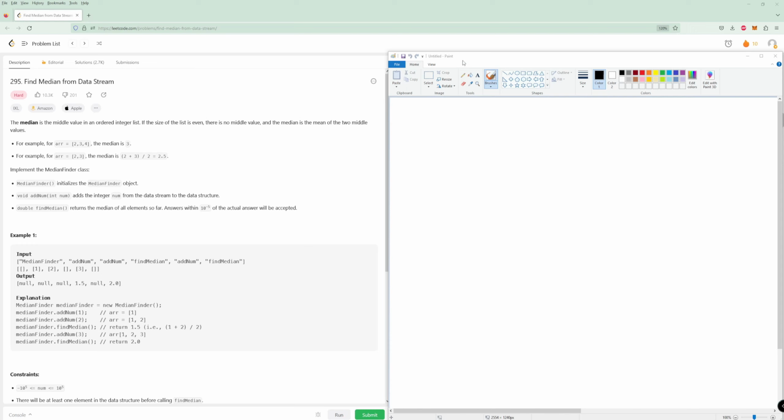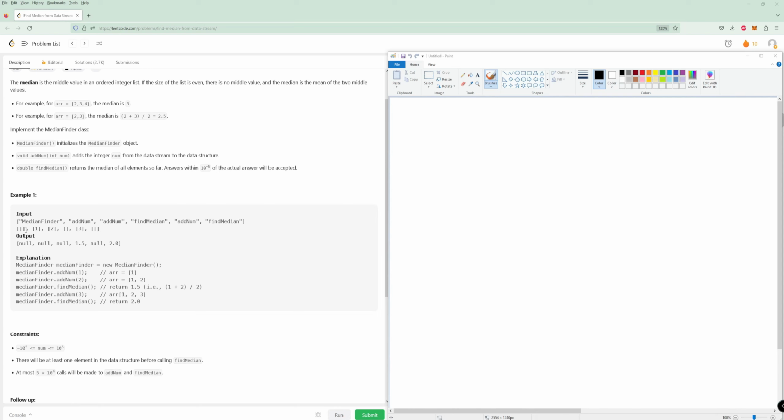And so we have three methods we need to write. We need to write a MedianFinder that initializes. We need to have an addNum that adds from the data stream into the data structure. And we need a findMedian that returns the median of the elements so far. Answers within 10 to the negative fifth of the actual answer will be accepted.